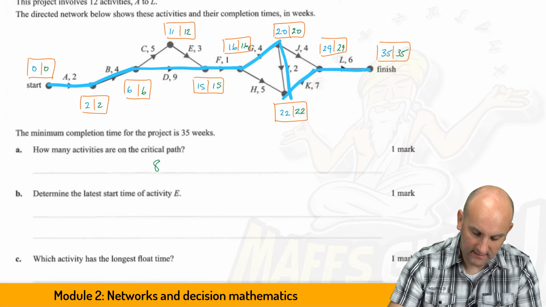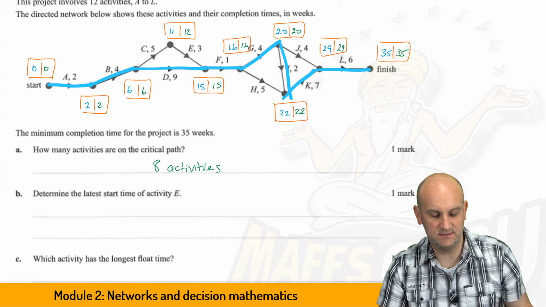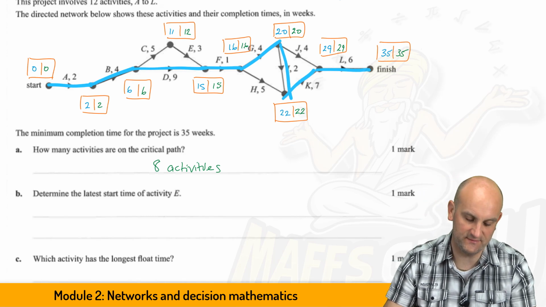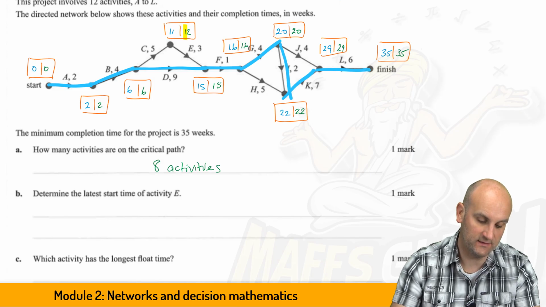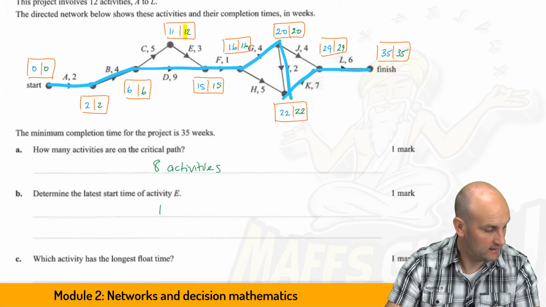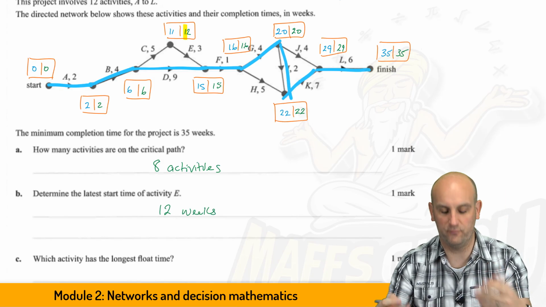So I'm going to write 8 activities. I could have written just 8, but let's do 8 activities. Determine the latest start time of activity E. Well, we just read off the value in that box. And so as it turns out, the latest start time of activity E is 12 weeks, or week 12, one of those.